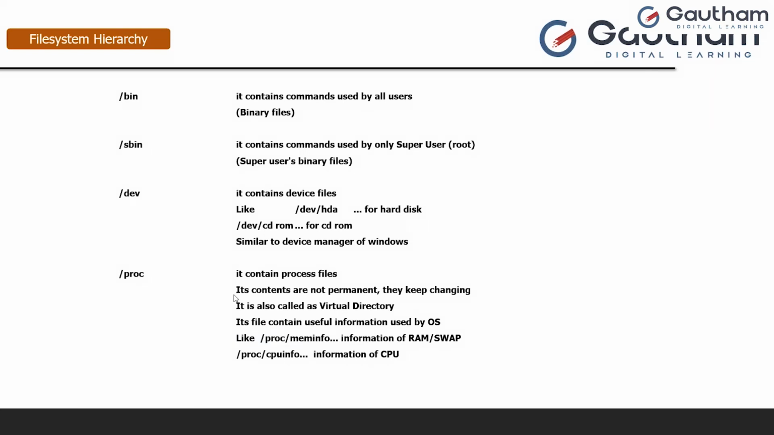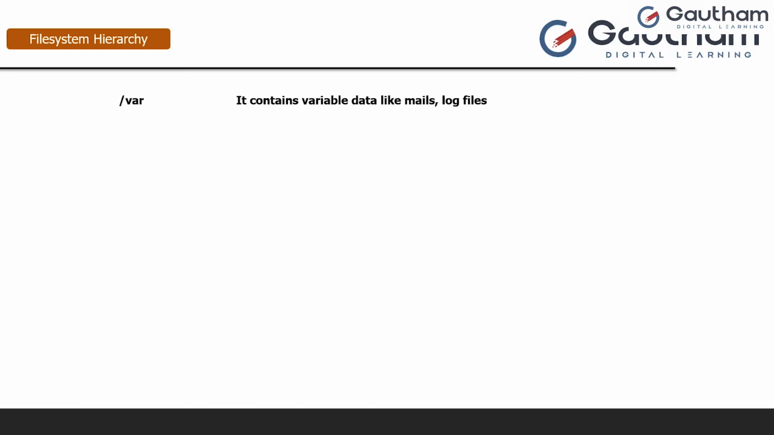Moving forward, we have a few more directories like var. Var contains variable data like mails and logs. See, two users can exchange email. Suppose I have users called John and Ali. Now, John wants to send a mail to Ali and Ali wants to send a mail to Ram. Now, each user requires a mailbox. So where are the mailboxes kept? They are kept in slash var.